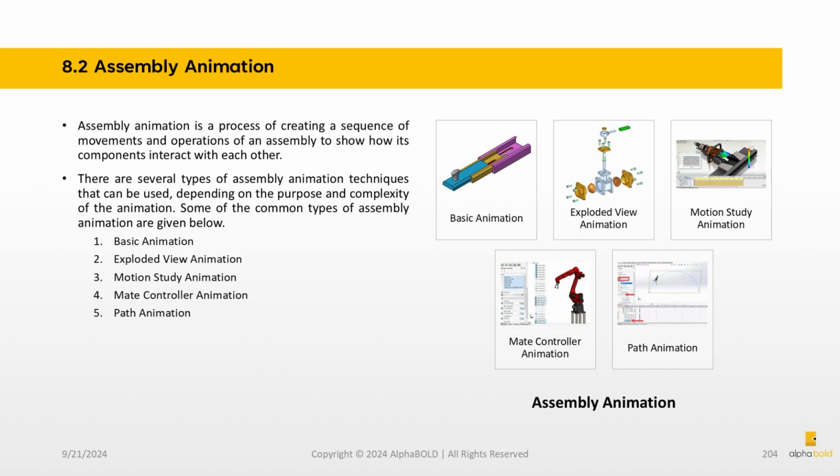Assembly animation is a process of creating a sequence of movements and operations of an assembly to show how its components interact with each other. There are several types of assembly animation techniques that can be used, depending on the purpose and complexity of the animation. Some of the common types of assembly animation are given below. Basic animation, exploded view animation, motion study animation, make controller animation, path animation.